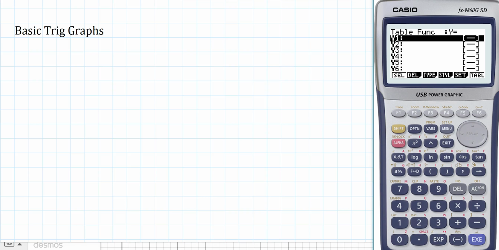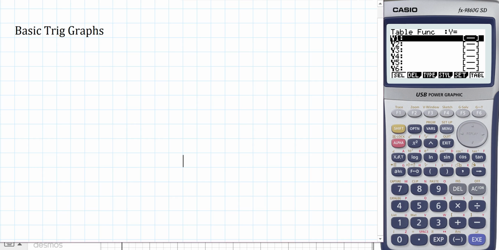Hello. In this video, we're going to look at the basic trig graphs, what they look like. And as usual, we'll start off by just looking at the basic functions, the equations that we would have. So for the different types of graph, we're going to look at y is equal to sine x, y is equal to cos x, and y is equal to tan x.